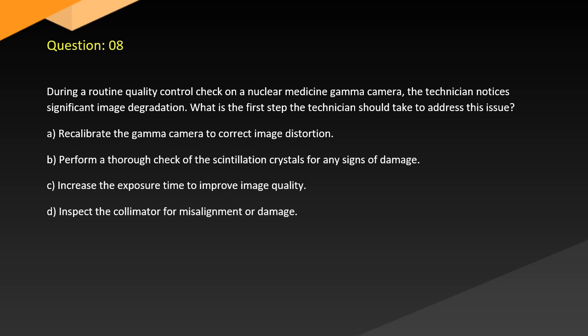Question 8. During a routine quality control check on a nuclear medicine gamma camera, the technician notices significant image degradation. What is the first step the technician should take to address this issue? A. Recalibrate the gamma camera to correct image distortion. B. Perform a thorough check of the scintillation crystals for any signs of damage. C. Increase the exposure time to improve image quality. D. Inspect the collimator for misalignment or damage.